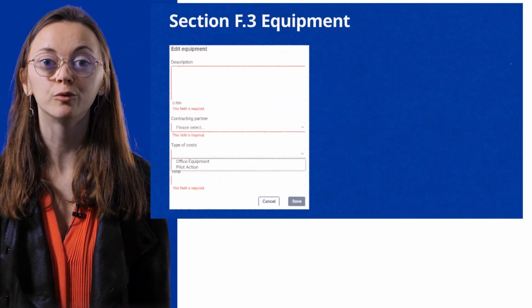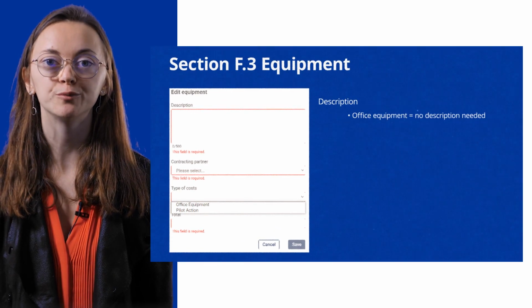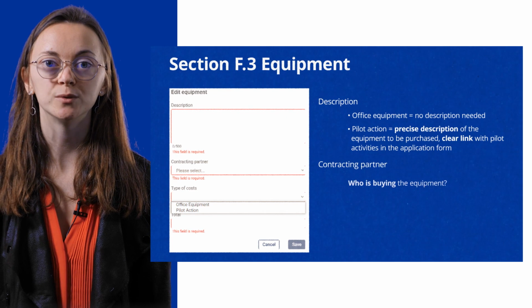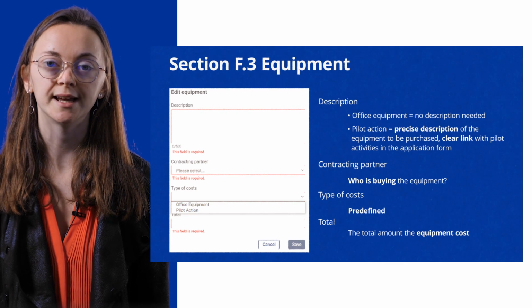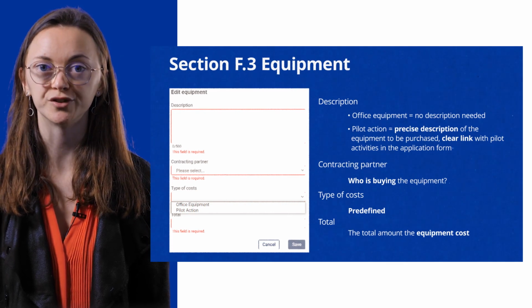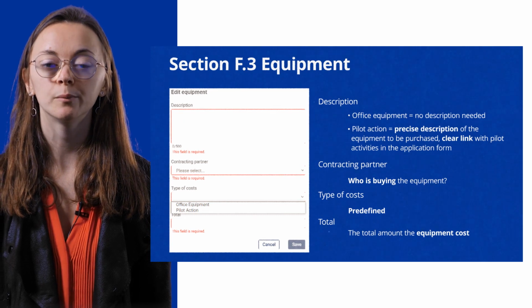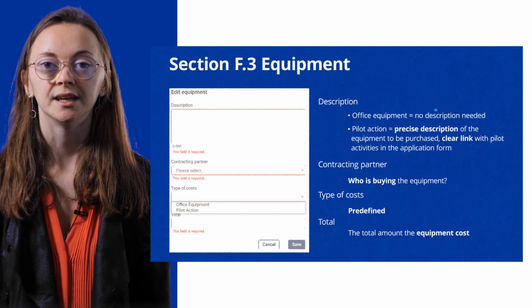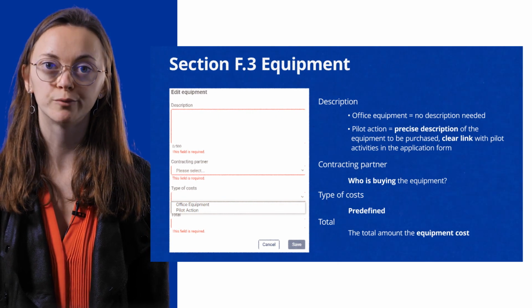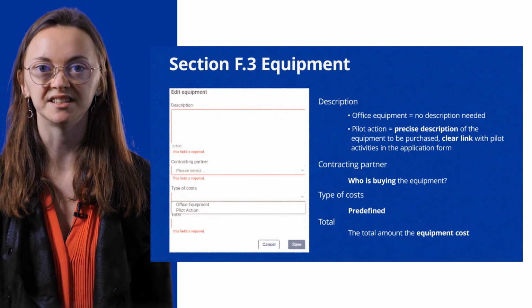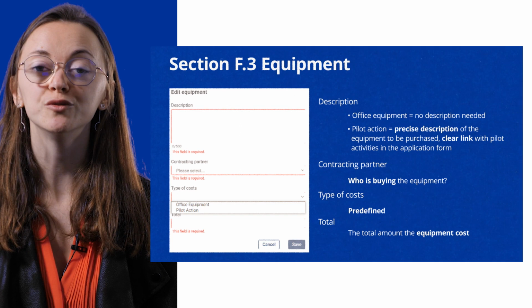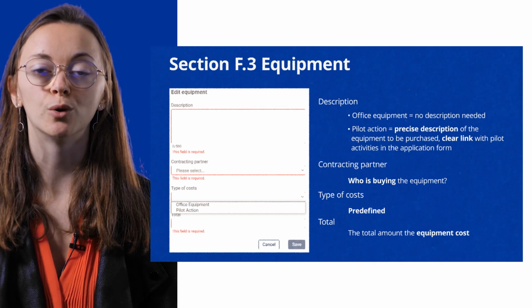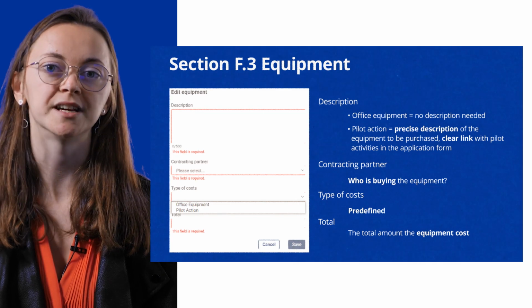In practice, to plan your equipment cost, you will have to go in section F.3 of the application form, and you will have to provide more information. So you will have to indicate who is the contracting partner and the total amount of the cost. And you will also have to select in a drop-down menu what is the type of equipment. So it can either be office equipment or pilot action. In case this is office equipment, the description box will be pre-filled, so there's no need to indicate anything else. However, if it is pilot action equipment, the description box will have to be filled with more precise information, so on the equipment needed and on the link with the pilot action activities.